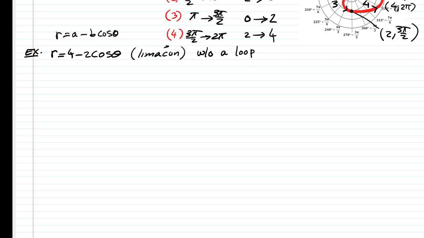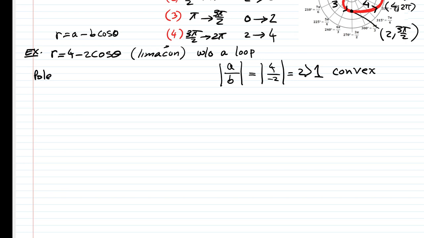It doesn't have a loop because of the ratio of a to b. If you look at the absolute value of a to b, that's going to be 4 to negative 2, and that's 2, which is greater than 1. So it's actually going to be what we call a convex limaçon. That means it's nearly circular. Nearly circular.